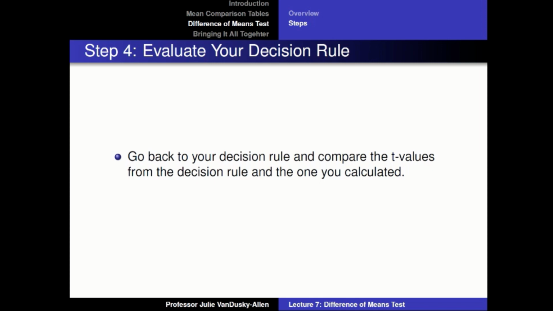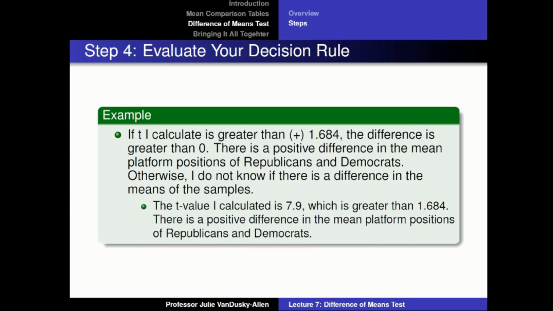Now you go back to the decision rule and compare the t-value from the decision rule and the one you calculated. We stated that if the t I calculate is greater than positive 1.684, the difference is greater than 0. There's a positive difference in the mean platform positions of Republicans and Democrats. Otherwise, I do not know if there's a difference in the means of the samples. The t-value we calculated was 7.9, which is greater than 1.684. Therefore, there's a positive difference in the means of the platforms of Republicans and Democrats.